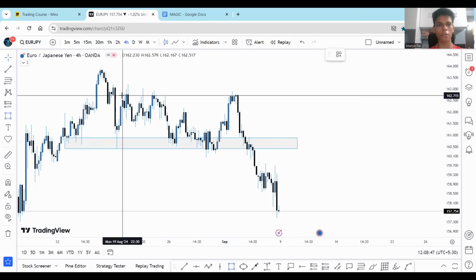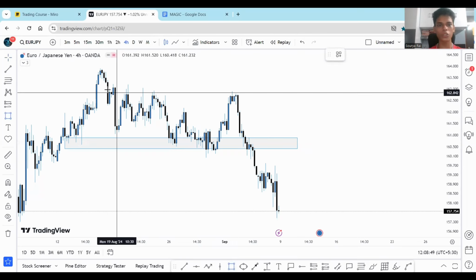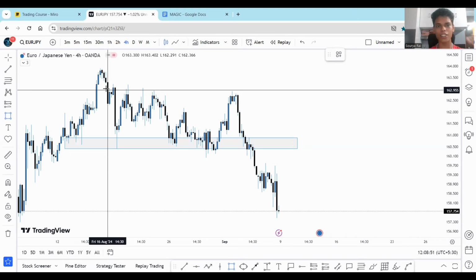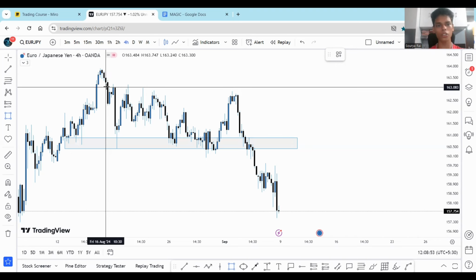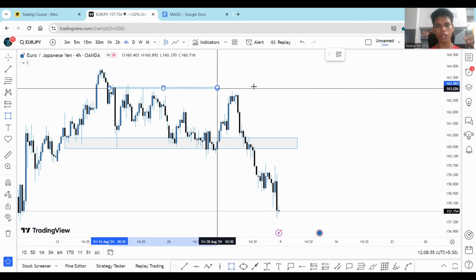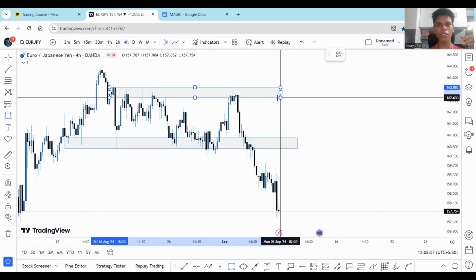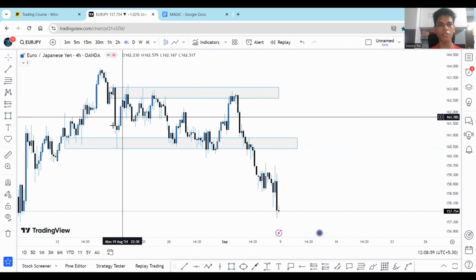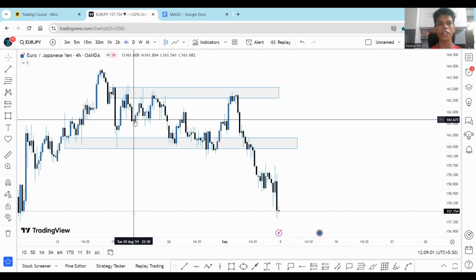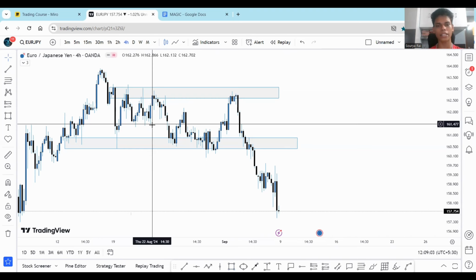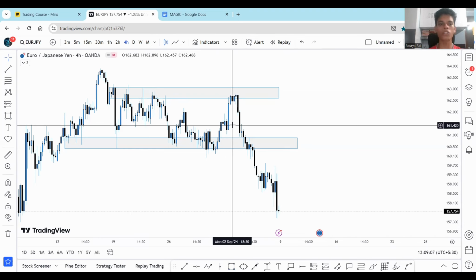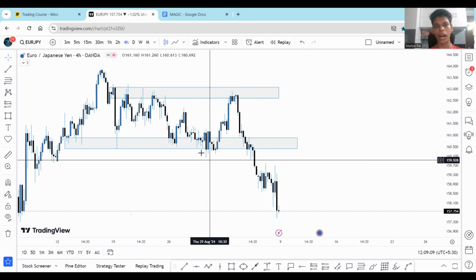Now to identify our resistance zone, we need to see where price is struggling to go up. So the very first level that is quite obvious to me is this level over here. What we can see is every time price came back to this level, it came down. It came to this level and came down. So this level over here is acting as a resistance, which is preventing price from going up.